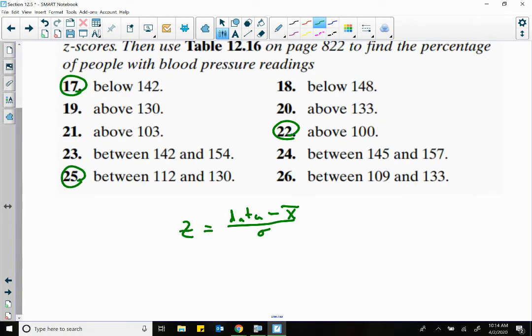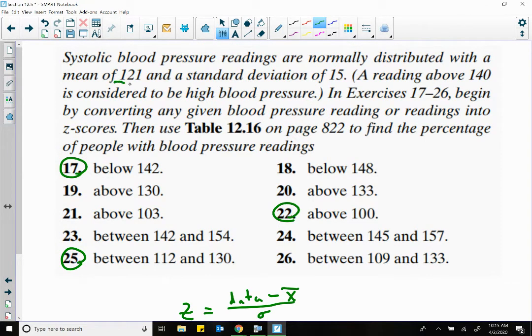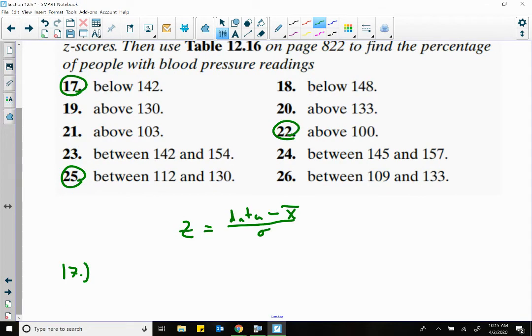Okay, so number 17. We need to convert 142 into a z-score. Up above, it tells us that the mean is 121 and the standard deviation is 15. So we're going to take 142 minus 121, because that's the mean, and divide that answer by 15. And we get a z-score for 142 that is 1.4.